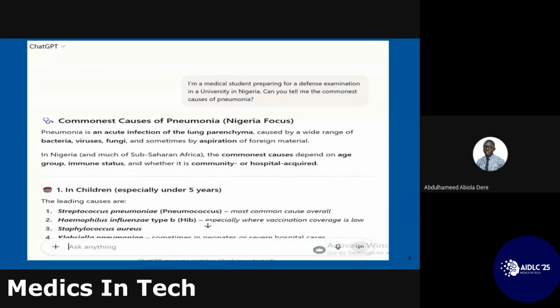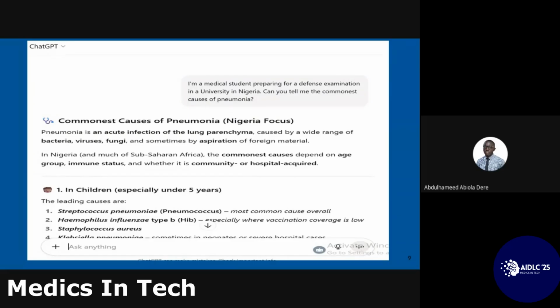Now look at another example again. All of these things are things I just typed into ChatGPT, so you can also copy the prompt and type it. Now I gave it another context. Look at this context, very important. I'm a medical student preparing for a defense examination. So I've given it a setting. It already knows that, one, I'm in medical school. So it knows the kind of information that I would most likely need in a medical school.